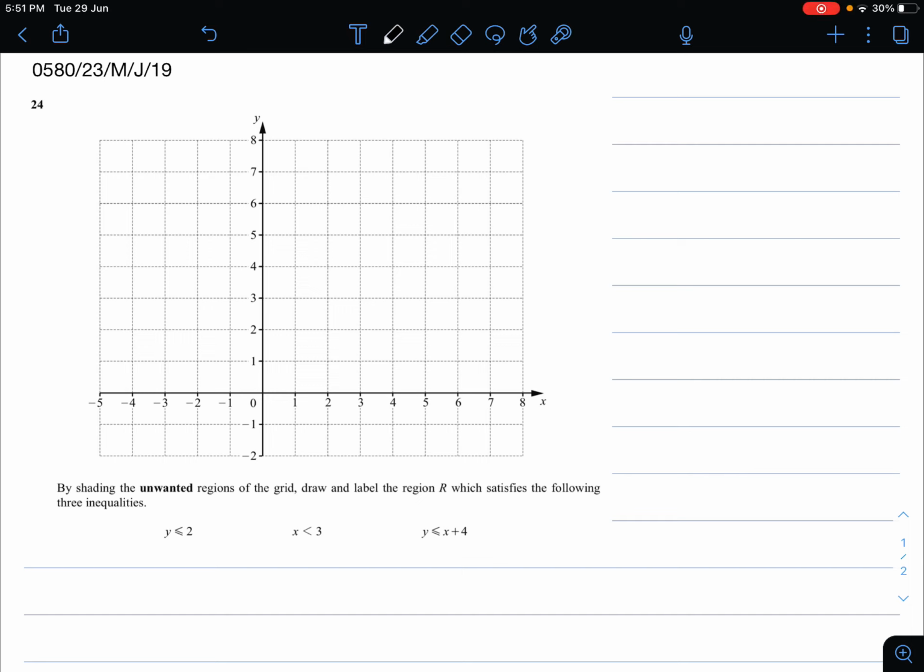Welcome to ANS Solver question 22. By shading the unwanted regions of the grid, draw and label the region R which satisfies the following three inequalities.